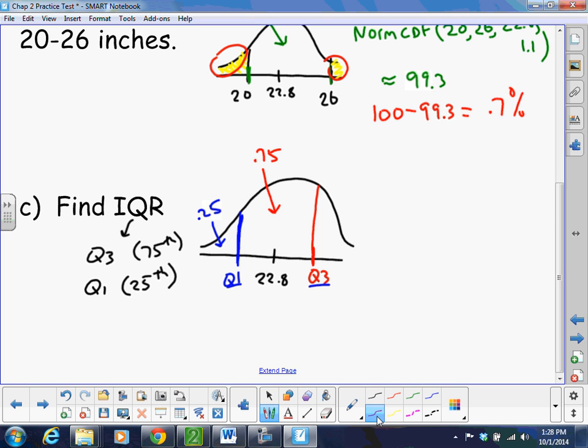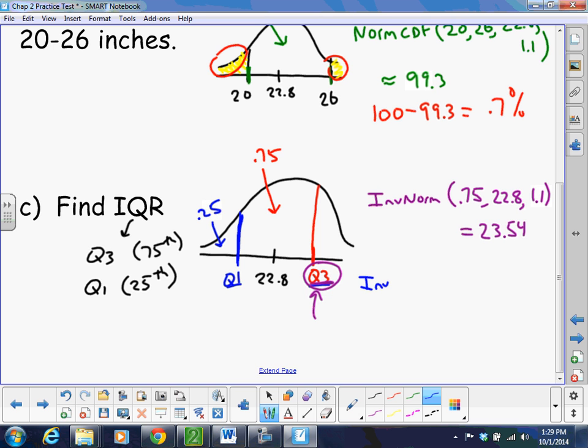So how are we going to find Q3? We're trying to find an X value, so it's an inverse case. We know we want to have 75% of the area below. Remember that has to be converted to a decimal, 0.75, and then mean and standard deviation. And this will give us Q3. That turns out to be about 23.54. So that's the X value that would fit right there.